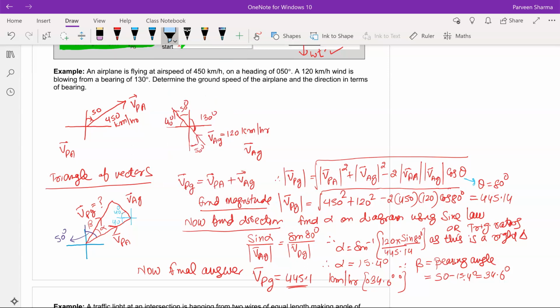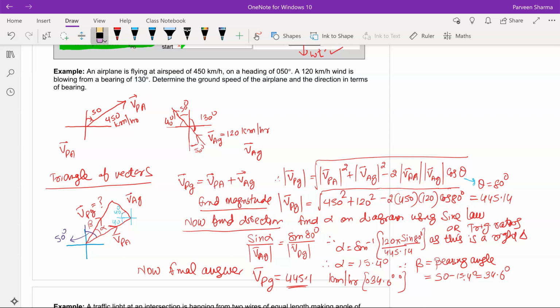The question says, an airplane is flying at an airspeed of 450 kilometers per hour on a heading of 050, which means it's going 50 degrees east of north, and the wind is 120 kilometers per hour blowing from, see, this is another thing we have to remember, from and to are two different things. When wind is coming from a bearing of 130 degrees, that means it's going in the opposite direction, right? So the direction will change by 180 degrees. So 180 plus 130 is actually the direction of 310.